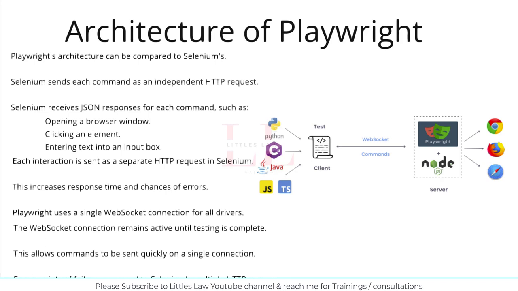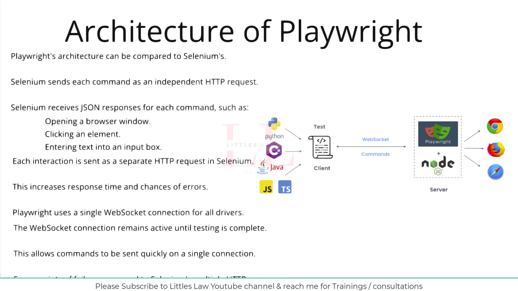But when it comes to Playwright, it keeps things very simple. Instead of sending a separate message every time, it stays connected to the robot the whole time, like a phone call. You tell the robot what to do, it listens, and it responds quickly. Since it's all happening on one connection, which is one phone call, things get faster and there is less room for things to go wrong.